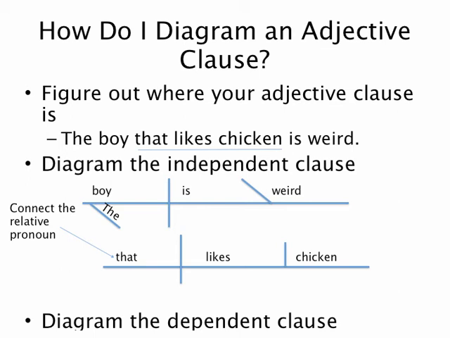Now you need to connect the two just like we would with a compound sentence, but the connection is going to be a little bit different. We connect the relative pronoun to the word in the clause that it describes. So for example, in this one, "that likes chicken," we know it's describing the boy, so we need to have the connection between the boy and the relative pronoun.